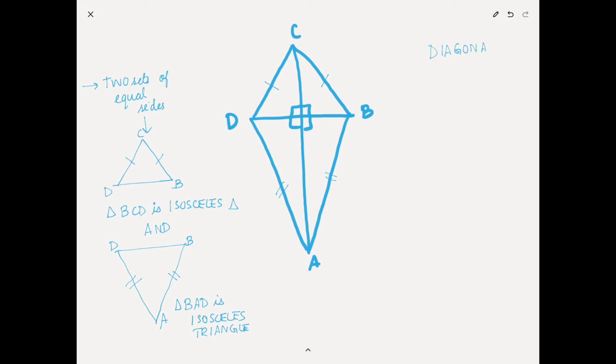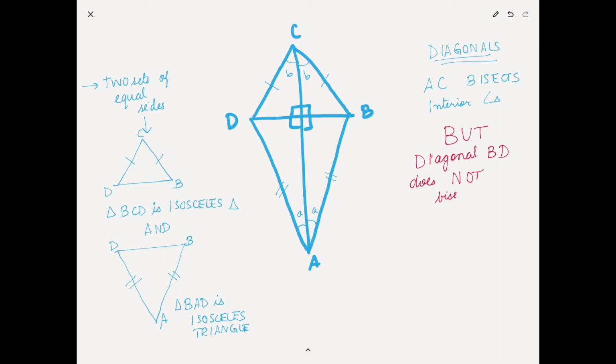Next we will look at the diagonals of a kite. Just like we looked at the diagonal properties of the other four shapes, we will look at the diagonal properties of a kite. Now a kite has two diagonals. The first diagonal is AC. AC bisects the interior angles of a kite, but the other diagonal BD does not bisect the interior angles of a kite. So when we are solving problems for a kite, it's important to know which diagonal we are dealing with, whether we are dealing with the one that bisects the interior angles or not.